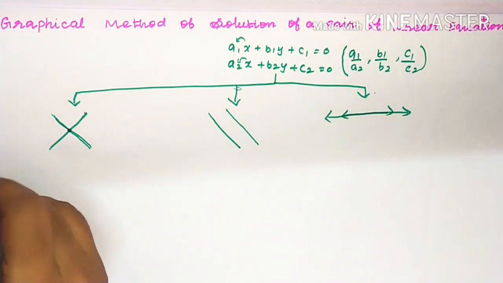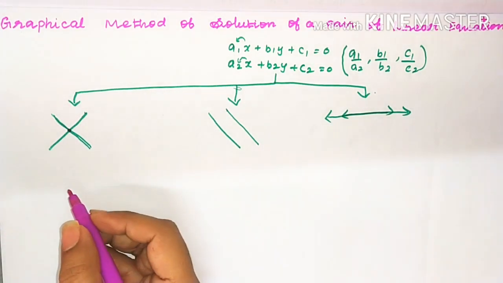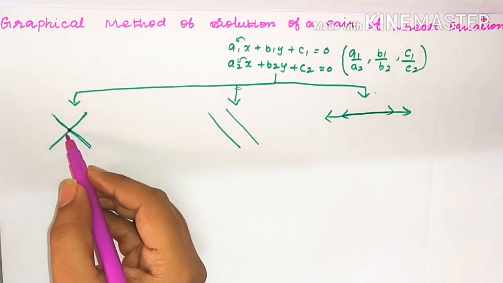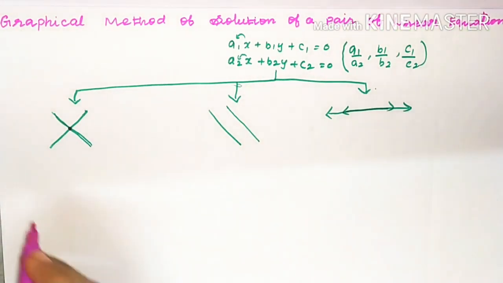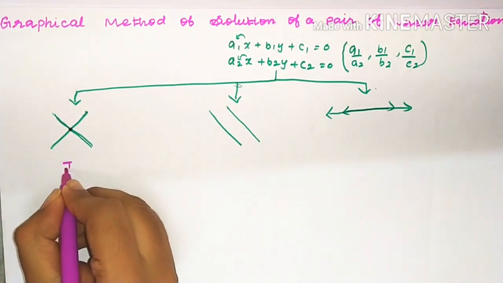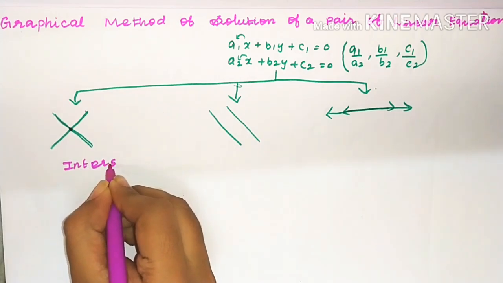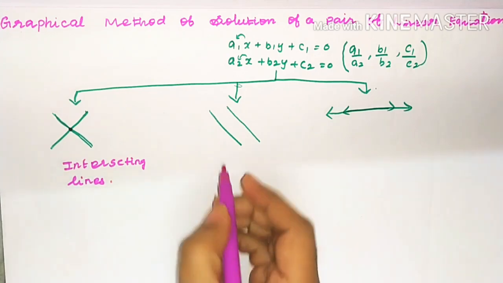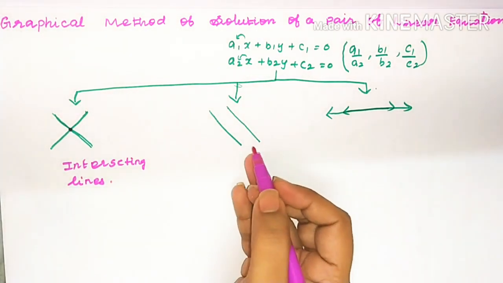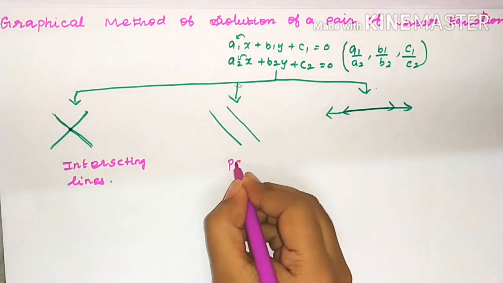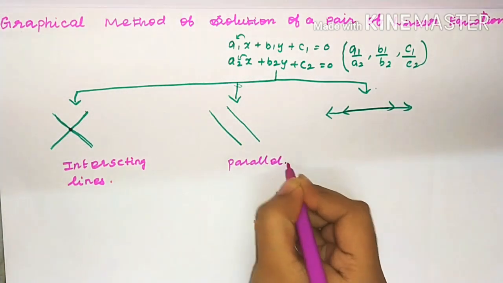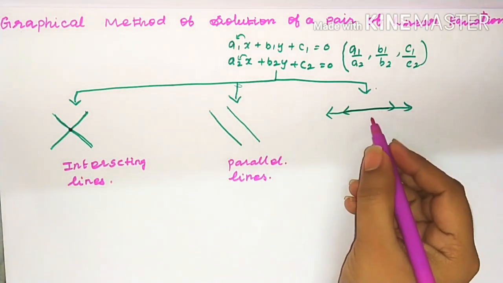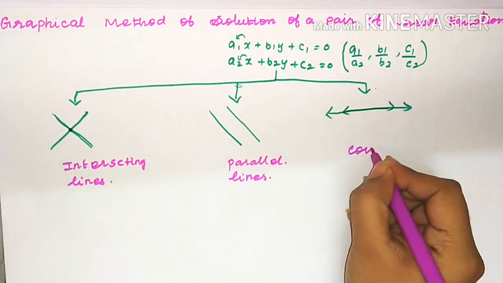Listen carefully. One line intersects with another line. How many points are common? Only one point is common. So we consider this as intersecting lines. Two lines that are not intersecting, we will consider as parallel lines. One line lying on another line, we will say is the coincident line.